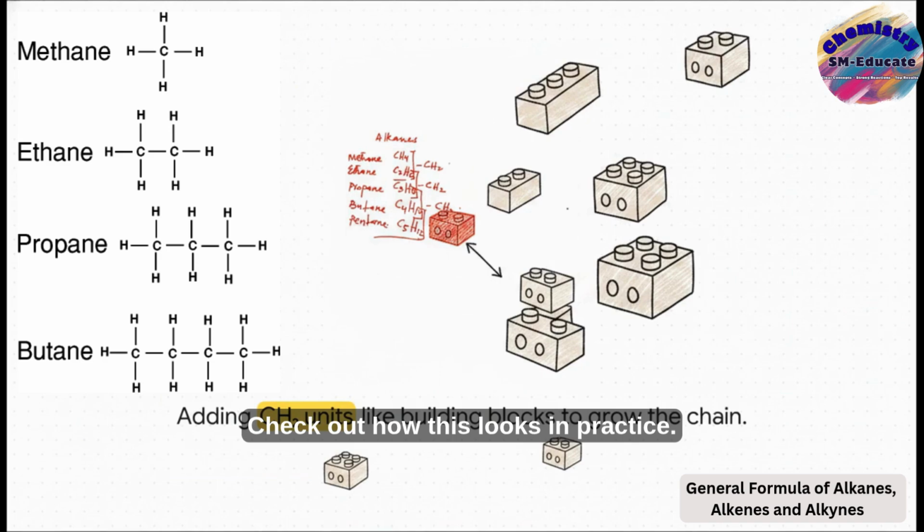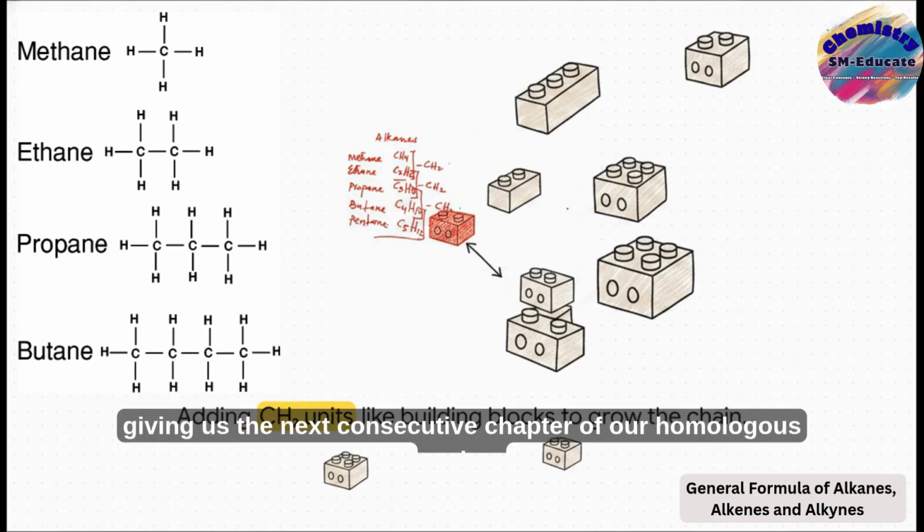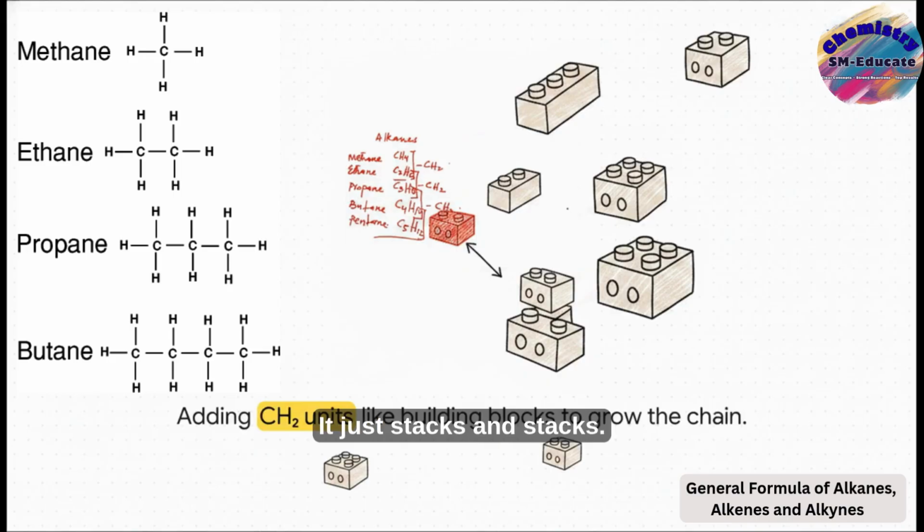Check out how this looks in practice. Methane, ethane, propane, butane, pentane. See that CH2 bracketed in red right there? Think of that CH2 unit as a literal story piece, kind of like a Lego building block. Every single time we snap one of these blocks on, the carbon count goes up by 1, giving us the next consecutive chapter of our homologous series. It just stacks and stacks.